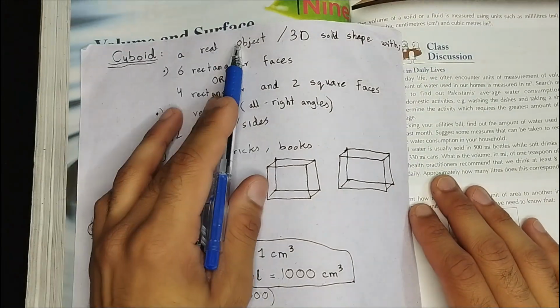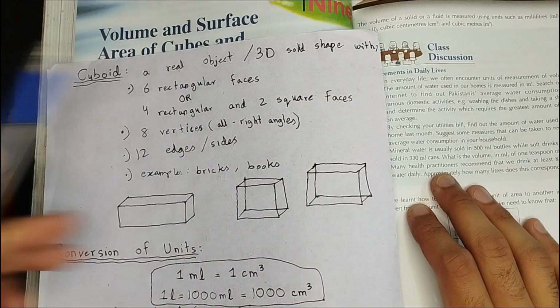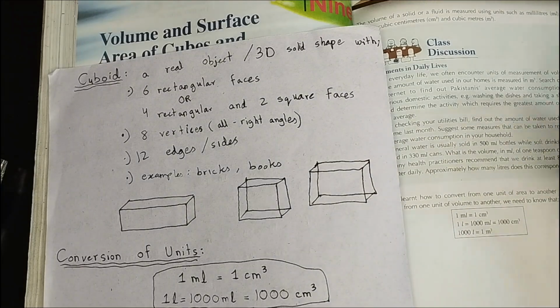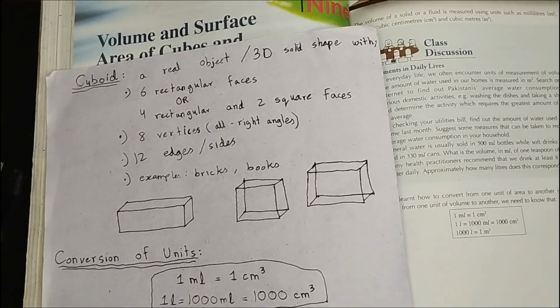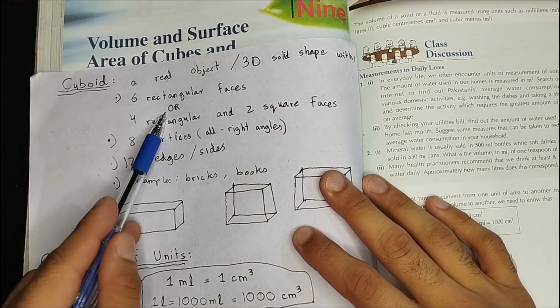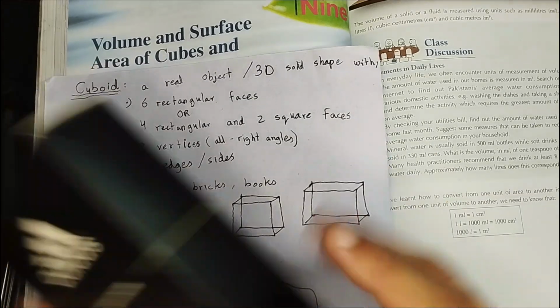A cuboid is a real object, a 3-dimensional solid shape. Okay, this is a 3D cube, right? Let me bring my, if I have an example of a cuboid. Okay, a cuboid will have what? 6 rectangular faces or 4 rectangular faces and 2 square faces. What do I mean? First of all, 6 rectangular faces.